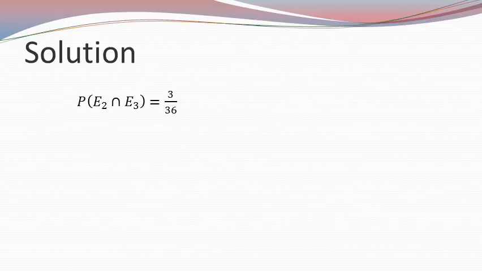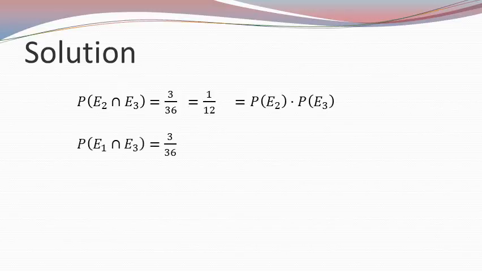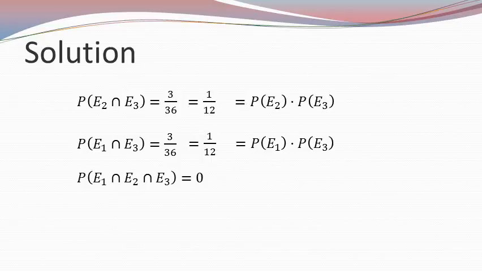Similarly, P of E2 intersect E3 can be found, and that's 3 by 36, which is 1 by 12, and that is also equal to the product of P(E2) and P(E3). Now P(E1 intersect E3) can be found. It's also equal to 1 by 12, and that too is equal to the product of P(E1) times P of E3. What about P(E1 intersect E2 intersect E3)?